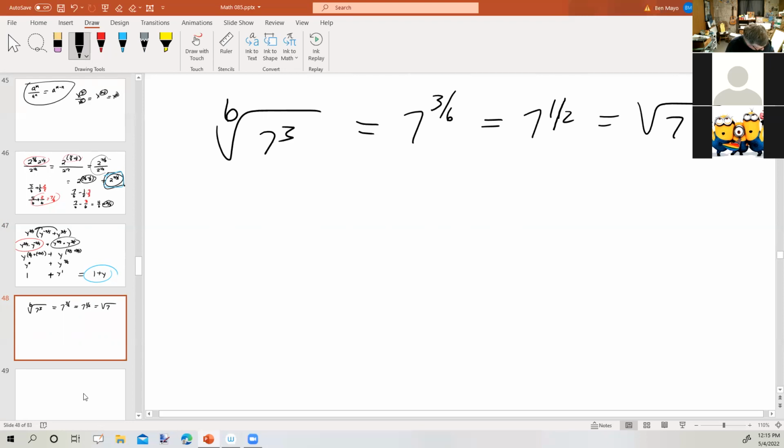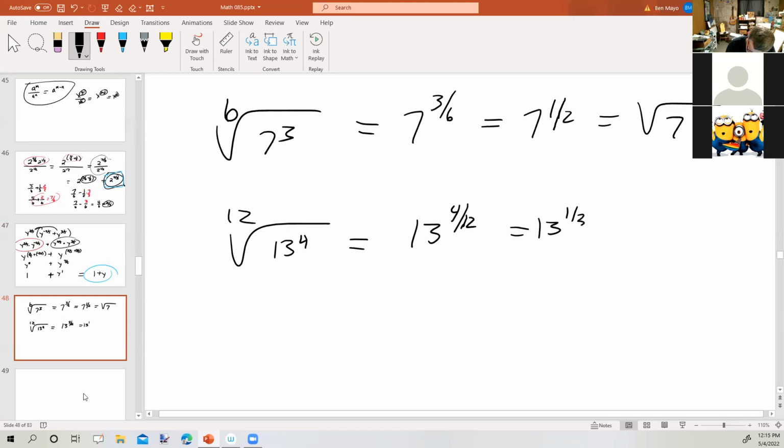Okay with that? Yes. All right. The 12th root of 13 to the 4th power. So that's 13 to the 4/12 power, which is 13 to the 1/3 power, which is the cube root of 13.